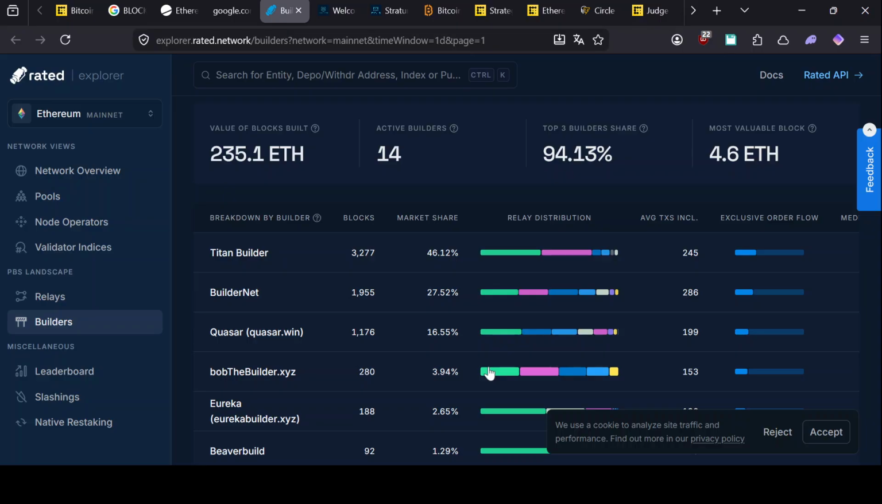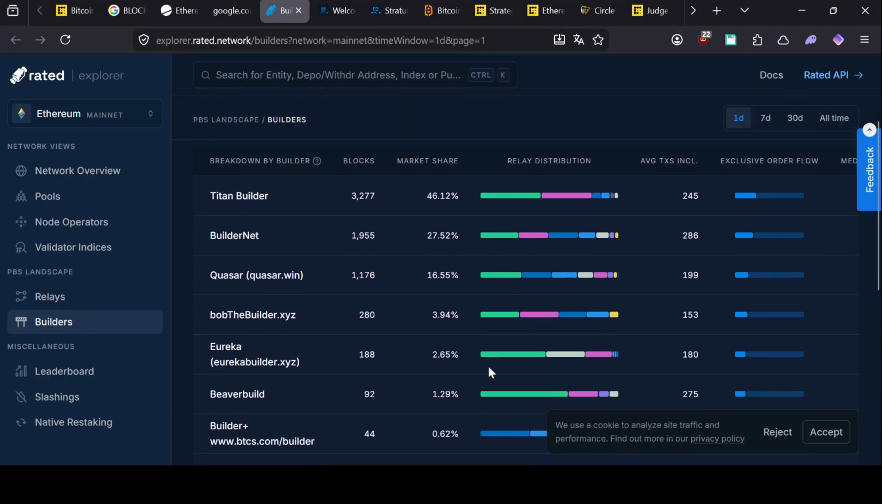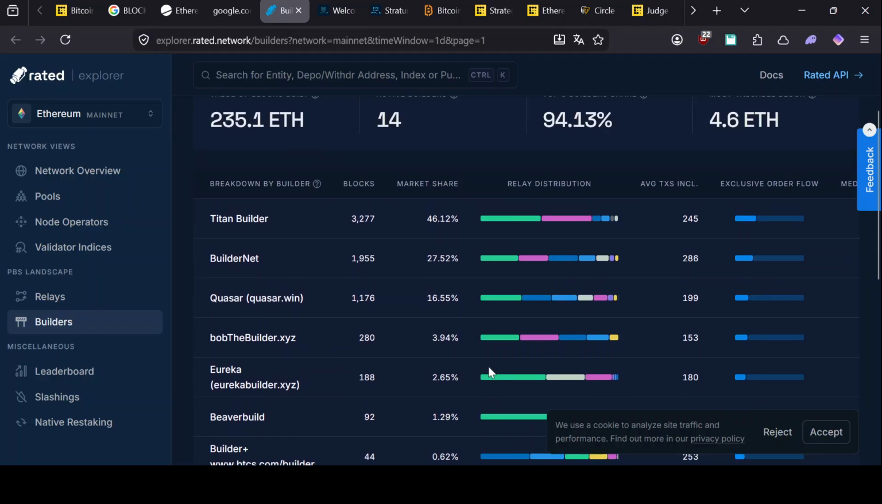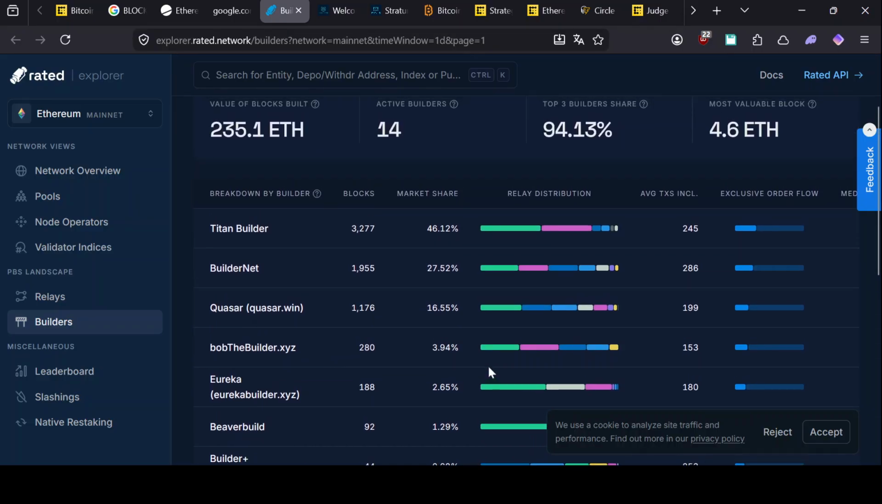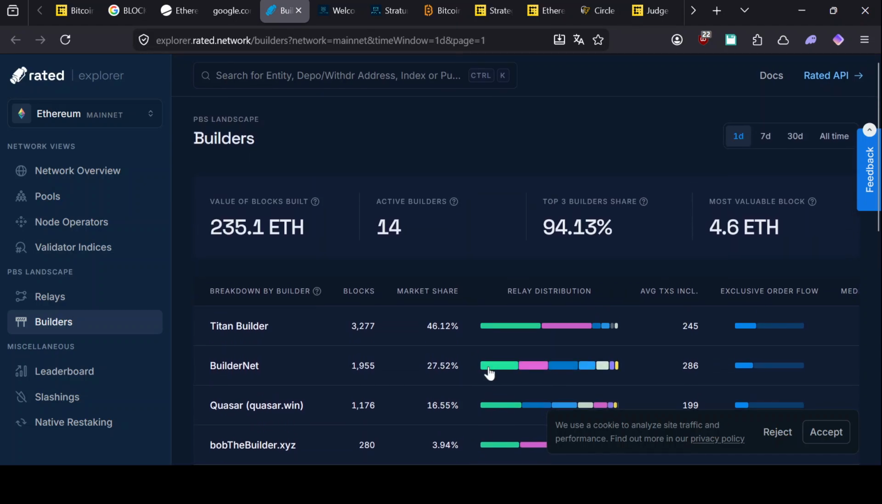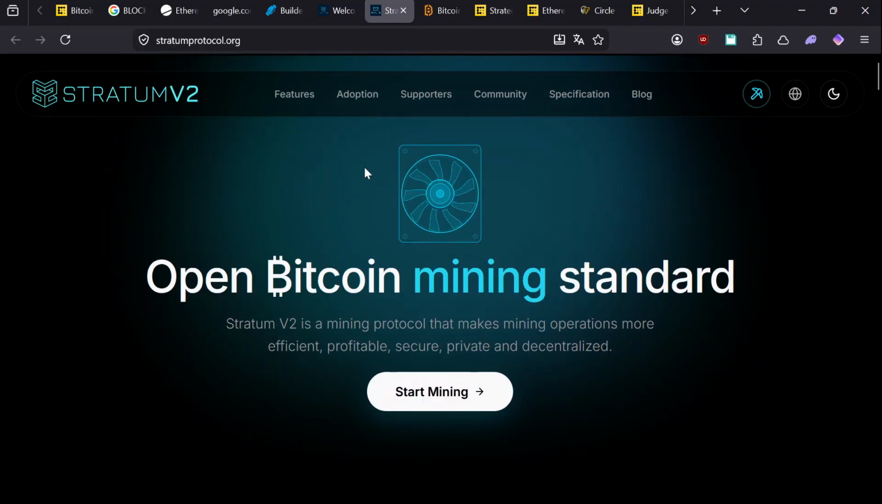And if it becomes more complex, individual miners may not want to handle it themselves. So they could delegate that work to specialized block builders. And then eventually we could see the emergence of centralized block builders on Bitcoin, similar to what happened on Ethereum. So Stratum V2 is clearly a very positive development. It reduces the censorship risk linked to mining pools. It gives more power back to individual miners, and it strengthens Bitcoin's decentralization.